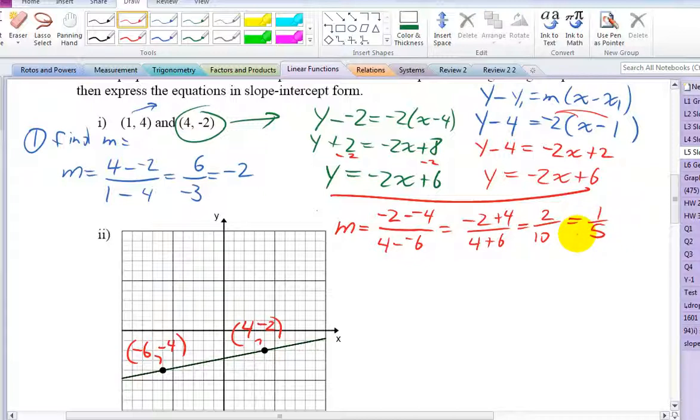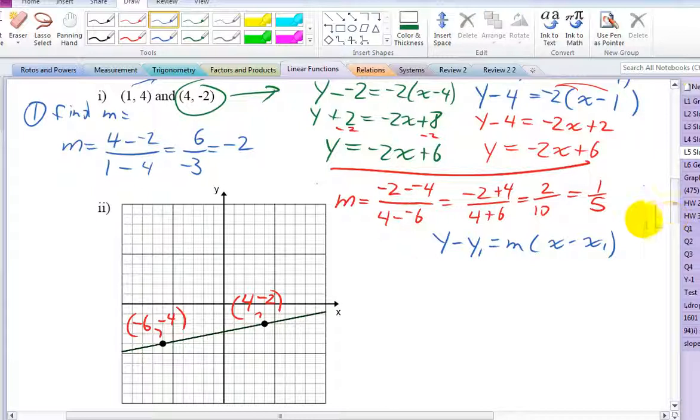Let me get something wrong here. Okay, did anyone else get 1/5? Okay, good. So now you use your slope-point form: y minus y1 equals m(x minus x1). Okay, so substitute in. Which point do you guys want to work with, the first or the second one? Sabrina, you choose. Sure, sounds good. So we're going to use that one.